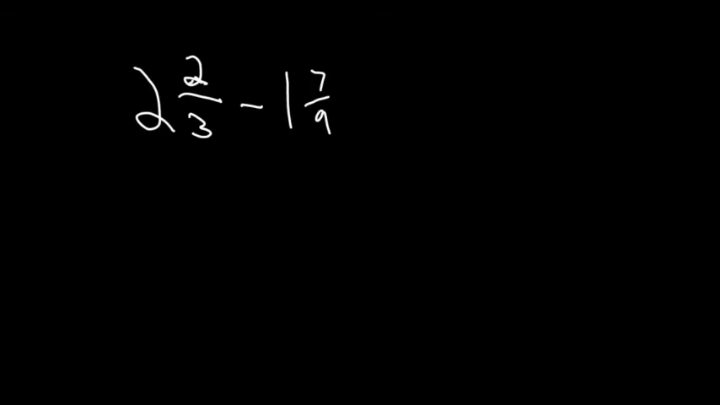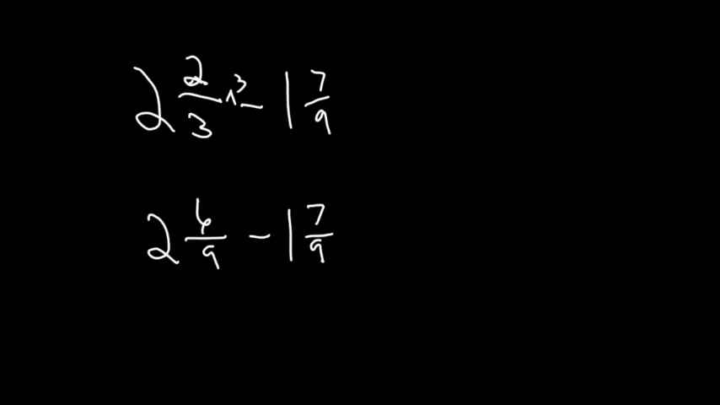So I'm going to first find the common denominator, which would be 9. So this would be 2, and this is times 3. 2 times 3 is 6. So 2 and 6/9 minus 1 and 7/9. So here's where you have to make your decision. Am I going to use improper fractions, or am I going to borrow? And I'm going to show you both methods.